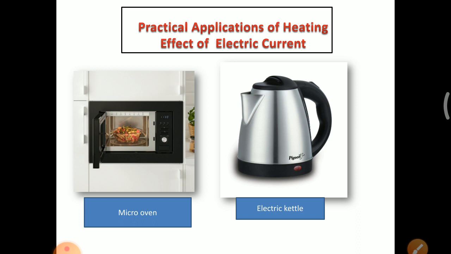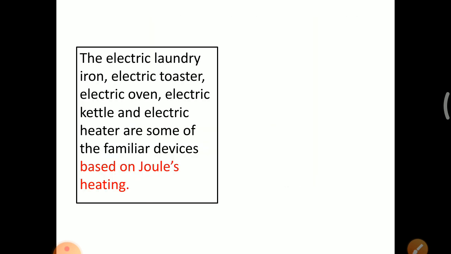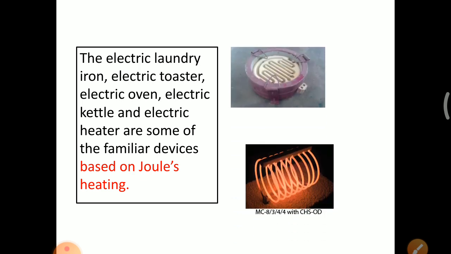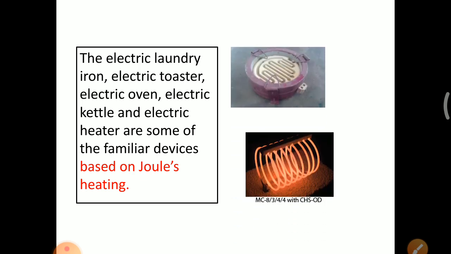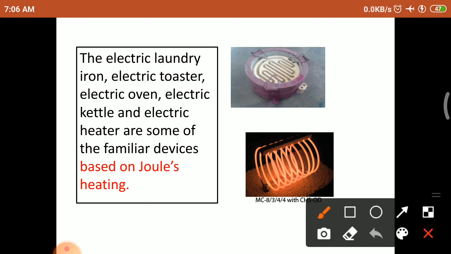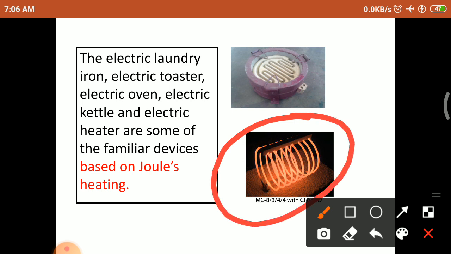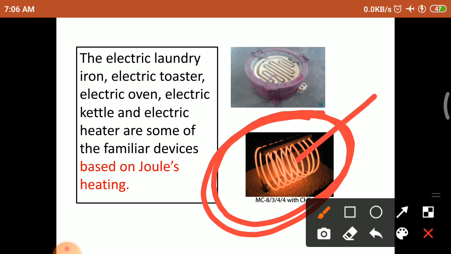How the heating effect of electric current is used in these electric appliances we will see. See, all the electric appliances contain a coil of high resistance. If you take an electric iron box or electric toaster or electric oven or electric kettle, every electric appliance contains the coil of high resistance. This is a coil of high resistance. This is made by nichrome alloy.